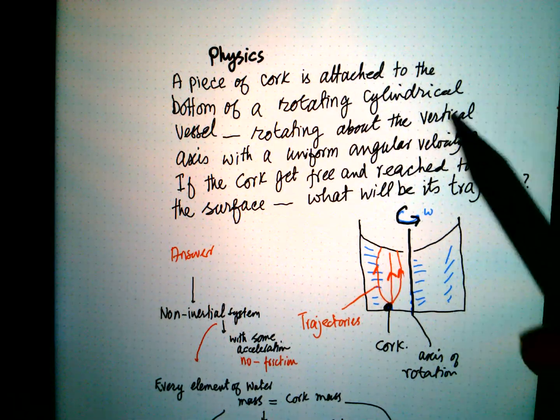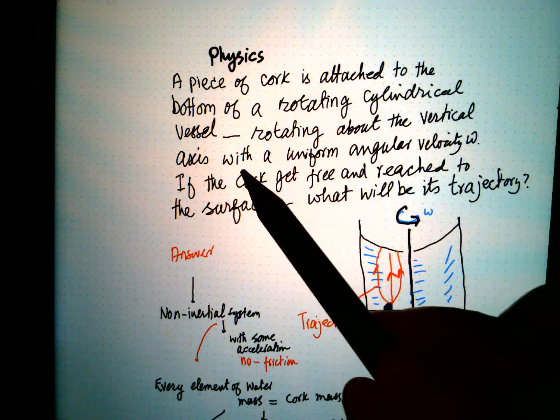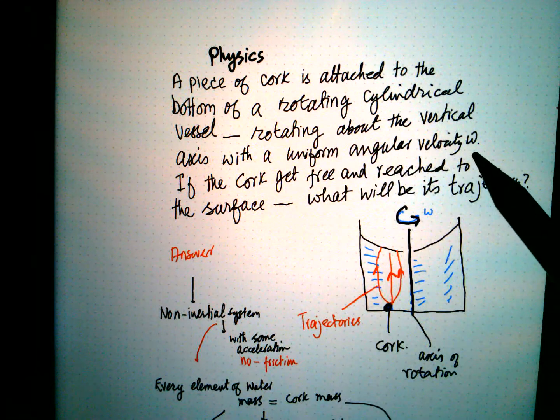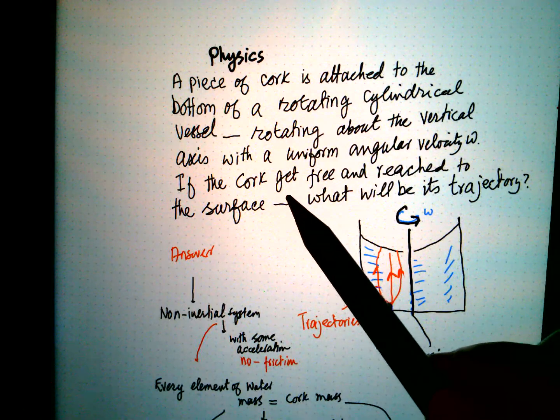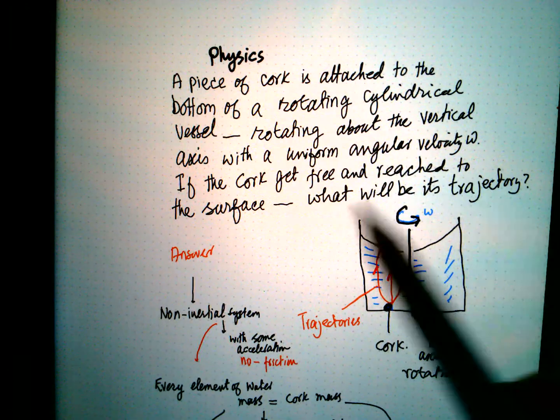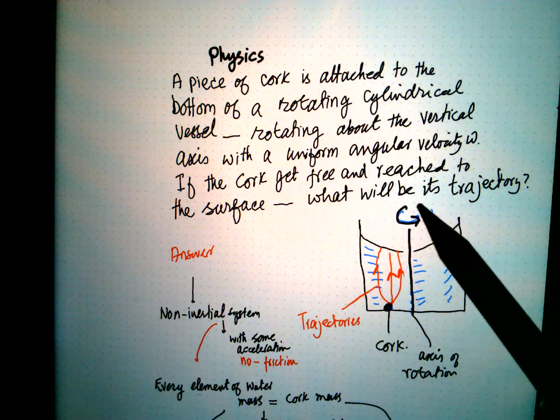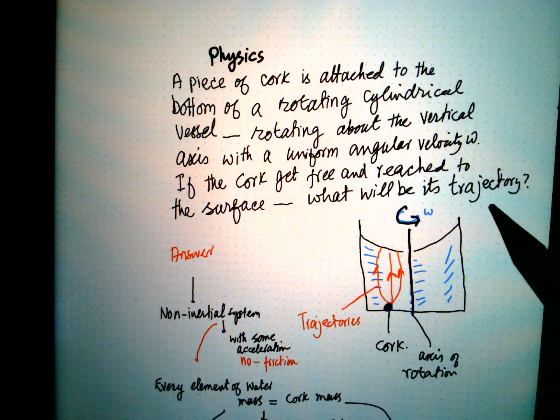rotating about the vertical axis with a uniform angular velocity omega. If the cork gets free and reaches the surface, what will be its trajectory?